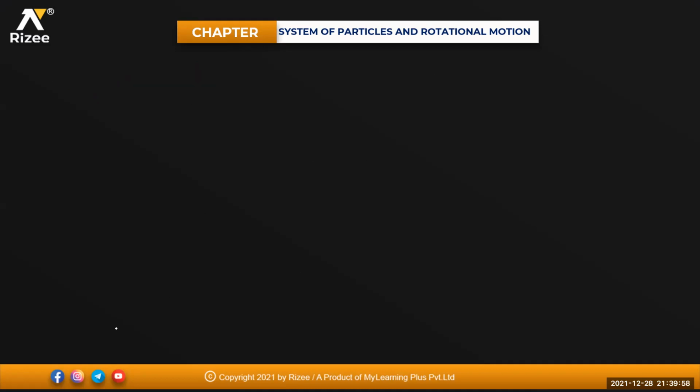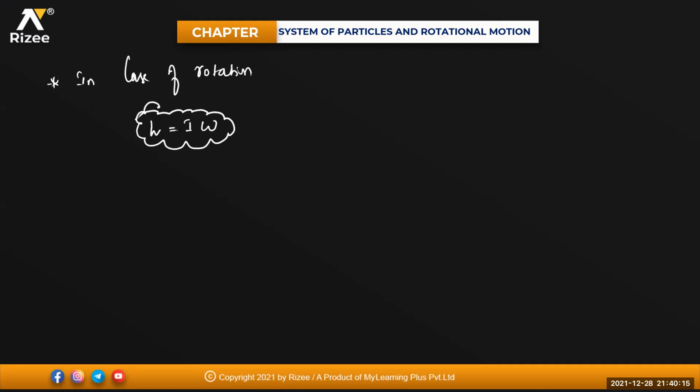Angular momentum in case of rotation. In case of rotation, angular momentum will always be equal to I into omega. L is equal to I into omega. If the particle is moving in a circular path, L is equal to I into omega. This expression is valid for any object regardless of its symmetry. Whatever the symmetry may be, it is applicable for all rotating bodies in the given conditions. Clear?